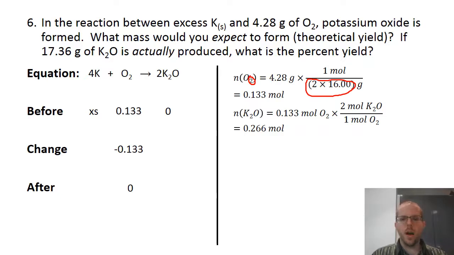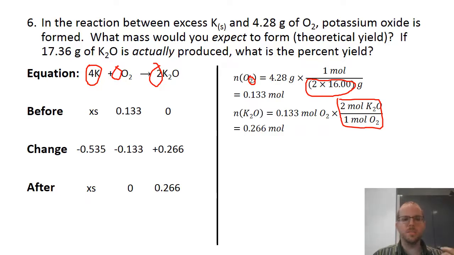Now I can work out how many moles of potassium oxide will form based on my mole ratio of 2 to 1. So I use this as a factor to multiply to work out I get 0.266 moles of potassium oxide. So I can fill in that section of my table. I can also use the information of a 1 to 4 mole ratio between my oxygen and my potassium to work out that I should decrease by 0.535 moles. However, because I started with excess, I still have an unknown difference there that doesn't matter to me at the moment, but I now need to go on and continue to answer the question.